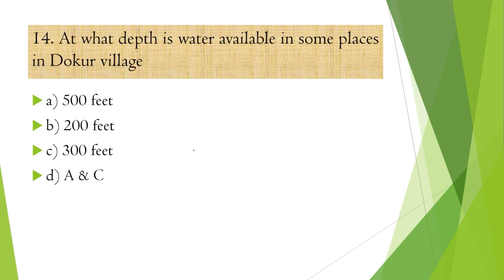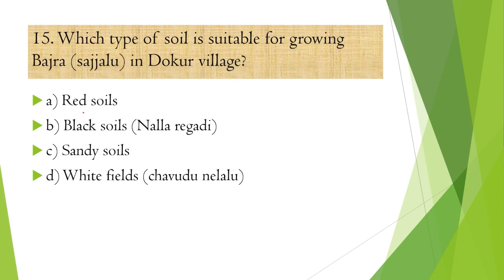Three are correct answers. At what depth is water available in some places in Dokur village? So in some places, he asked, but here two are suitable answers, 500 feet and 300 feet. So that is the reason I gave A and C. So simple logic. In some places is nothing but a minimum depth of 300 feet. They find water in few areas, and in few areas they find the water at the depth of 500 feet. It is a maximum. So that is the reason two answers are covered in this question, A and C. Few areas at 300 feet, few areas at 500 feet.